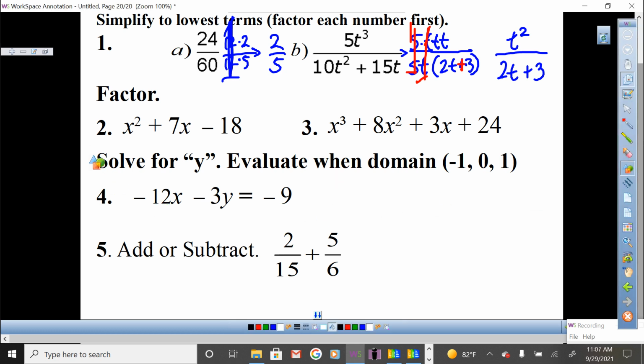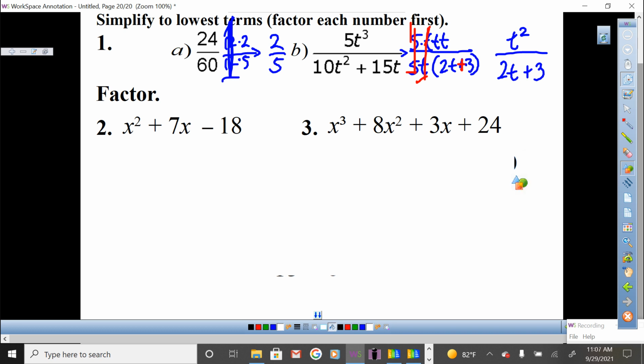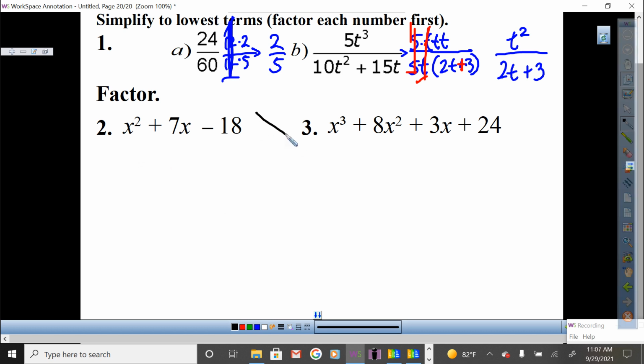Number 2. For number 2, let me go over number 2 really quick. Check this out. Standard form, yes. GCF, no. So therefore, to factor that, the leading coefficient is 1 times -18 is -18. Middle term is 7. What factors of -18 add up to positive 7? -2 times 9. -2 times 9 is -18. -2 plus 9 is 7.